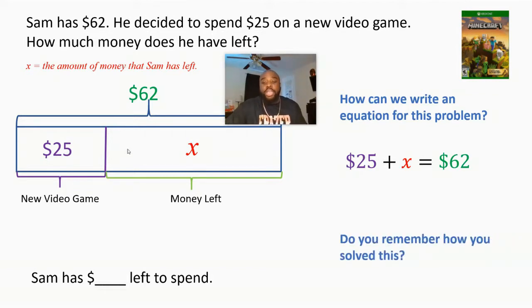And that's how we were able to find out how much money Sam had left. Well, in case you forgot, let's see if you remember how to solve this. What do we have to do to get our answer? I want you to pause the video and complete that step real quick. Resume the video when you're ready. Okay, welcome back. So hopefully you remember that you had to subtract 25 from 62 to figure out your x value. And if you did it correctly, you will see that Sam saved $37. And that's how much money he has left to spend.